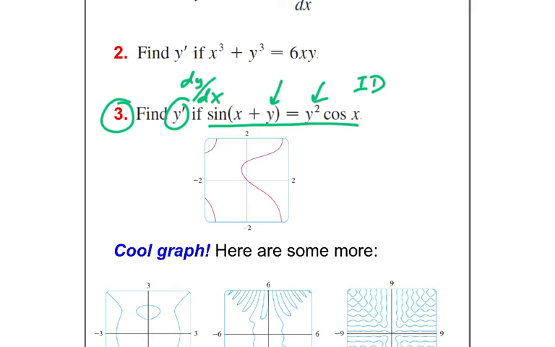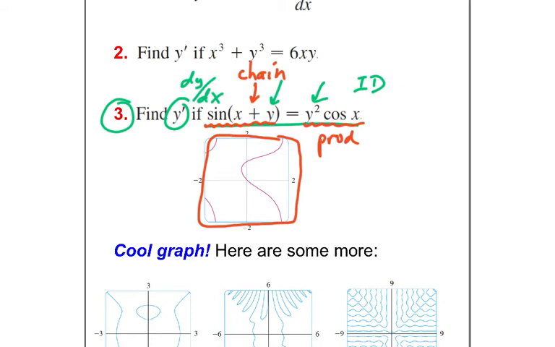This one looks complicated because there's some trig in here. So notice first of all that you have x plus y inside the sine. So I'm thinking chain. And on the right-hand side, I'm seeing the y squared and the cosine x multiplied, so I'm thinking product rule. So lots of things going on. Look at the graph here. Look how pretty that is. Very wavy. Very neat. Okay, are you ready?